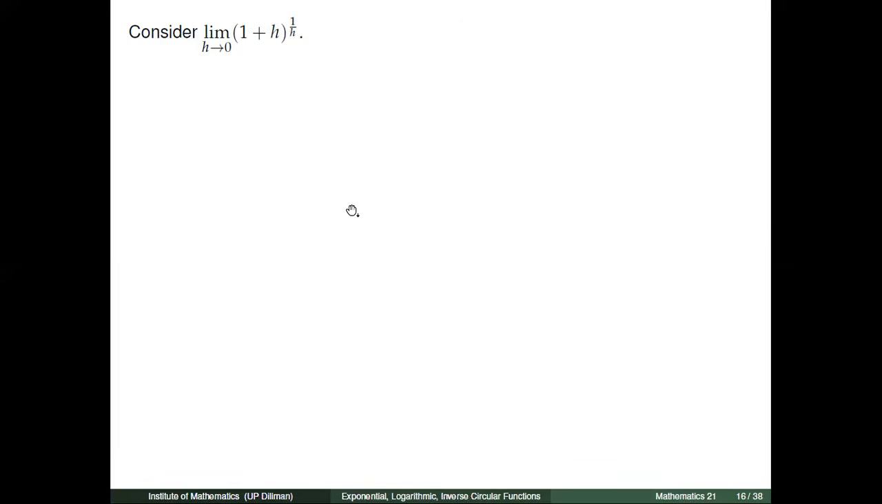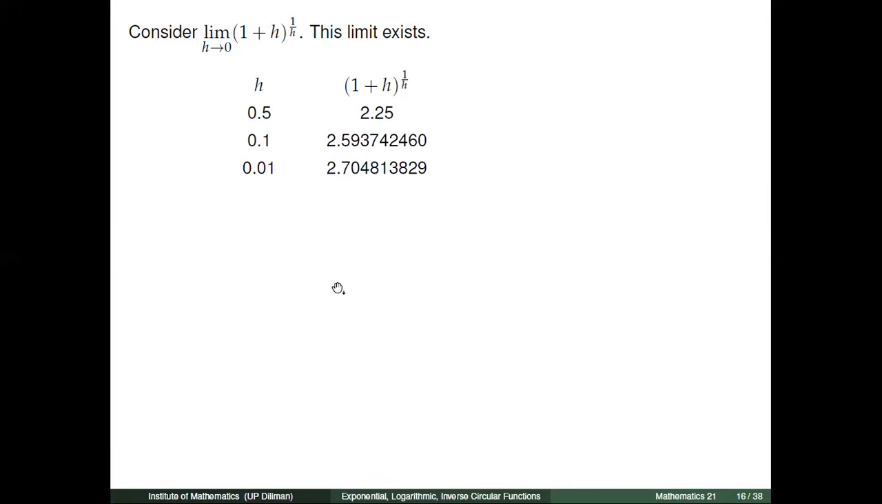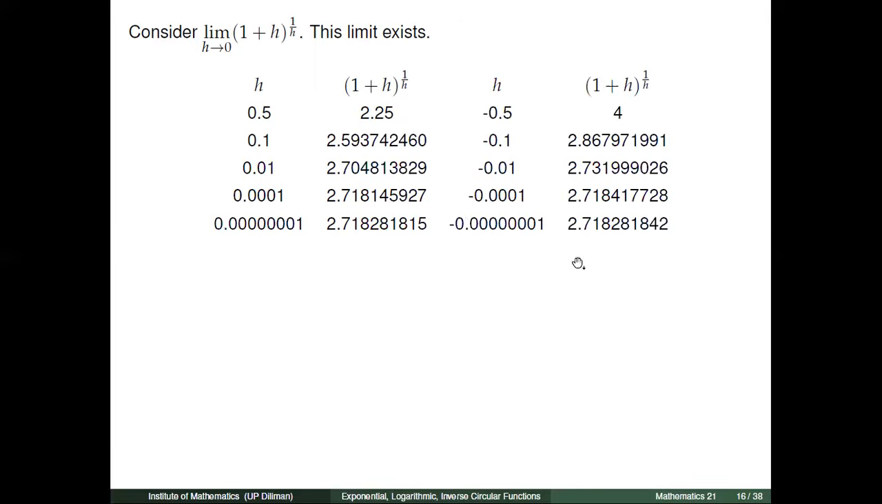Now, using more advanced methods, this limit can be shown to exist. But for now, we will just use a table of values to estimate the value of this limit. Okay, so just use a scientific calculator or some other computing device to verify the following table of values. For these values of h, we have these corresponding values of (1 + h)^(1/h). Okay, and we can also do this for values of h approaching 0 from the left.